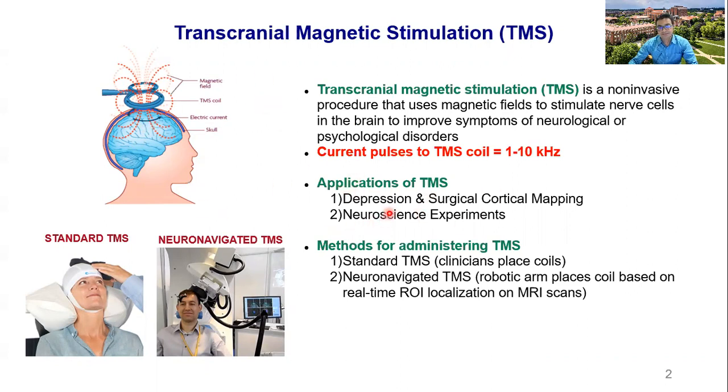They are used for the treatment of depression or psychological disorders. Also, they are used in neuroscience experiments as well. There are two different aspects of administering TMS in clinical practices. One is the standard TMS, where the clinician places the coils over the cortical region of his subject. And another one is the neuronavigated TMS, where a robotic arm places the coil based on real-time ROI localization on MRI scans.